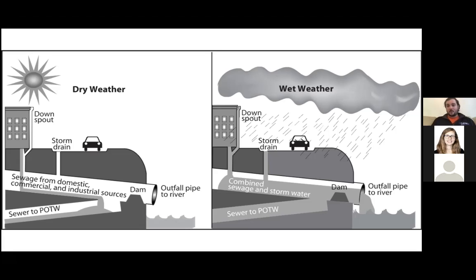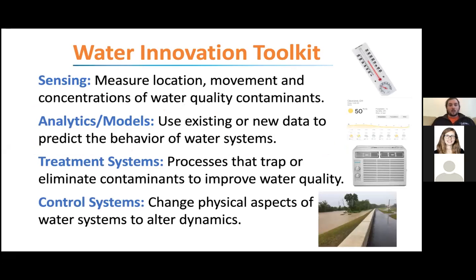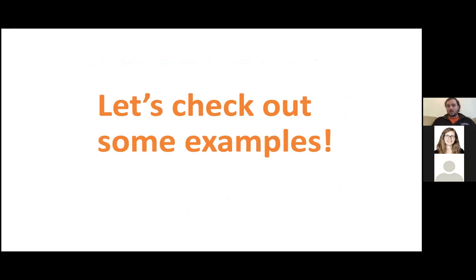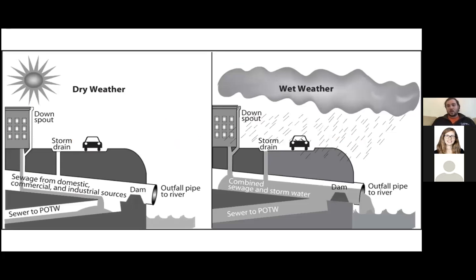So what I'm wondering from you guys is if you have any ideas on how these four core tools in our toolkit, sensing, analytics and models, treatment systems, or control systems, might be applied to trying to address this issue in some way. Where might we put a sensor to learn something important that's going on here? What might we want to predict with analytics or with models? What might we want to treat in terms of improving the water quality? And where might changing the physical system with control systems help address the problem? Anybody have any ideas?